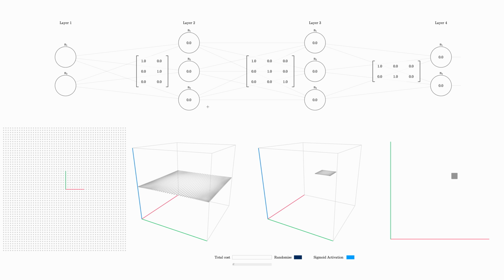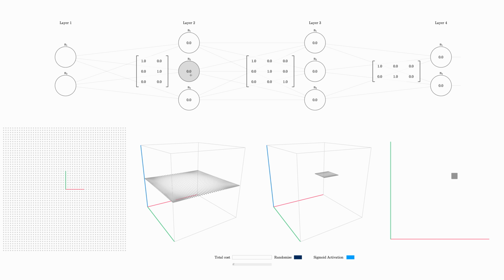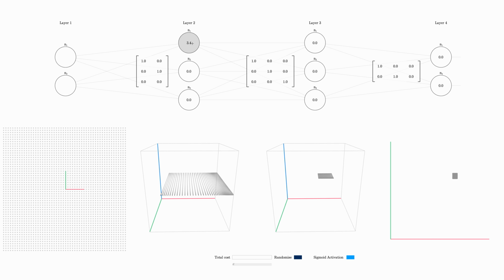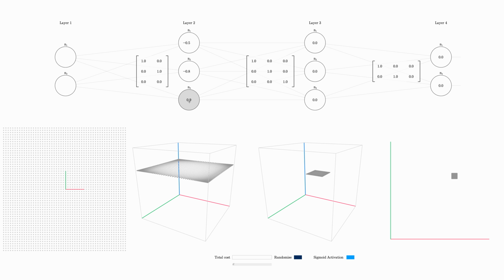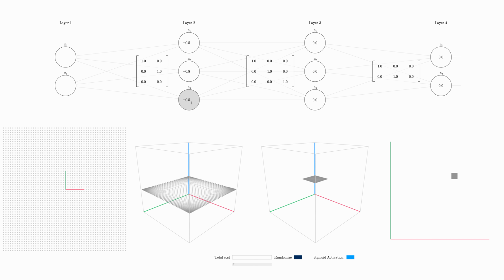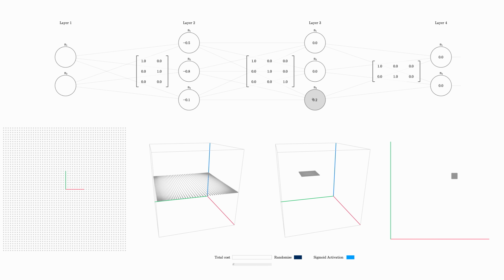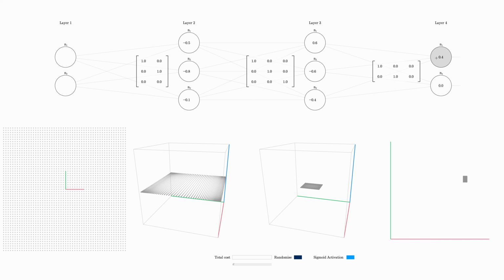And again, I can ask what happens if I now change our weights and biases. Well, the first neuron will still translate the space in the red direction, the second neuron will translate it in the green direction, and the third bias will translate it in the z direction. And the same will happen also in layer 3 and in layer 4.